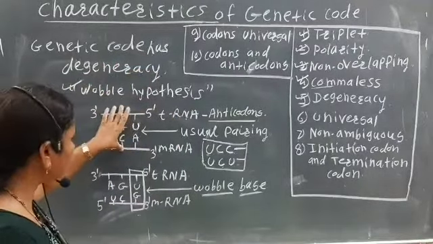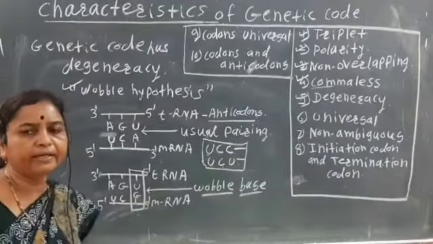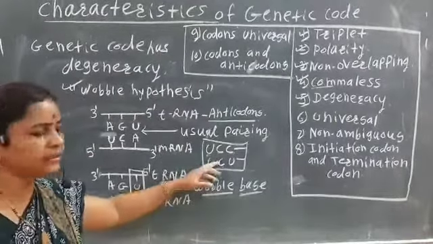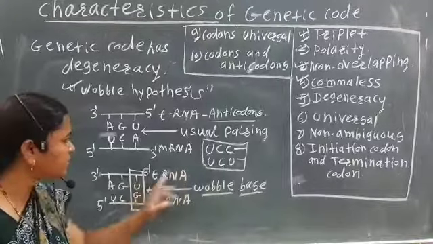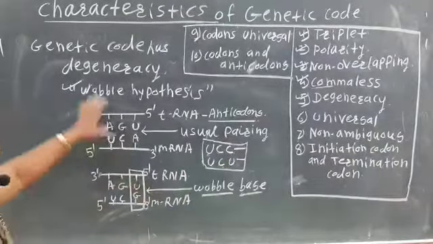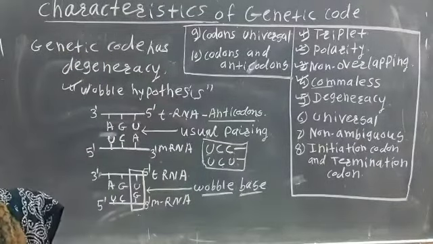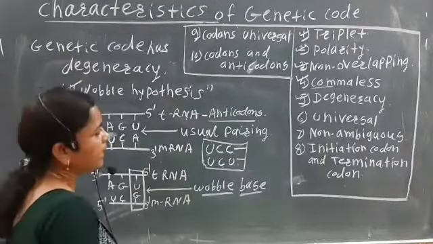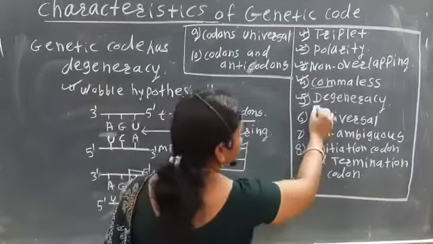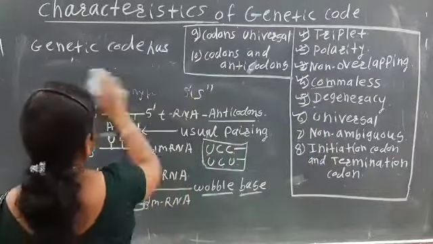म्हणजे युजुअल पेअरिंग सोडून इथं अनयुजुअल पेअरिंग मध्ये सुद्धा हा mRNA आणि tRNA हे पेअर होऊ शकतात. That is the third base pair is unusual. Okay, so here the genetic code has degeneracy. So we have seen the fifth characteristic, that is the degeneracy. The next characteristic, that is the genetic code is universal.